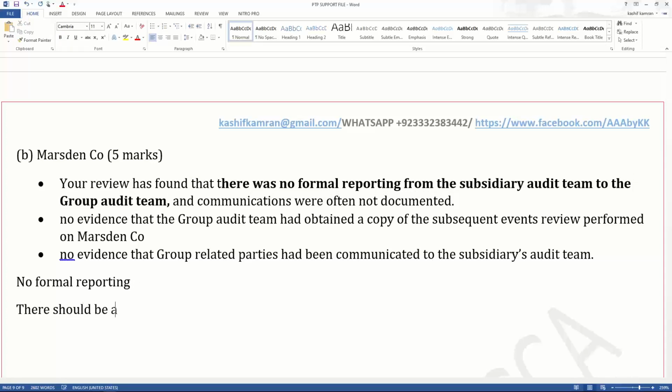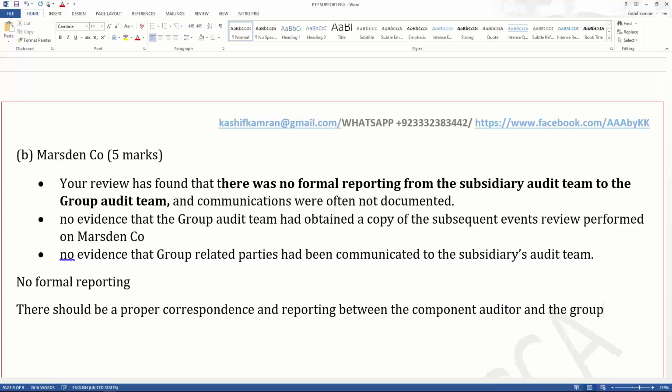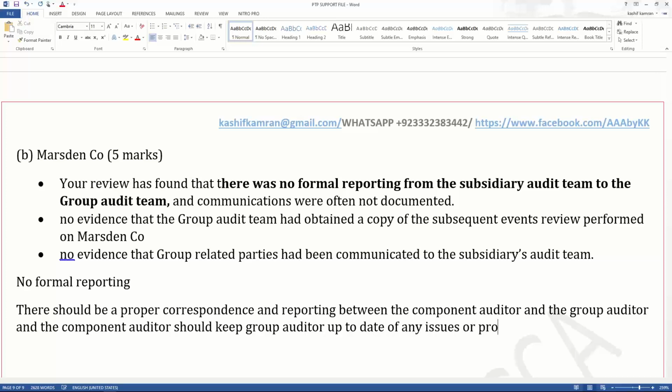There should be proper correspondence and reporting between the component auditor and the group auditor, and the component auditor should keep the group auditor up to date of any issues or problems in the component audit. So you started with an action first.